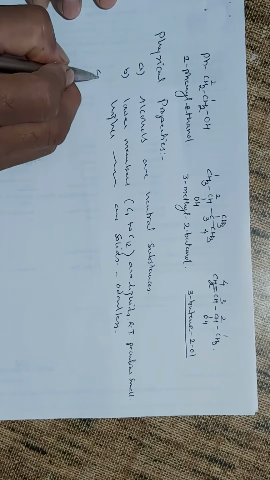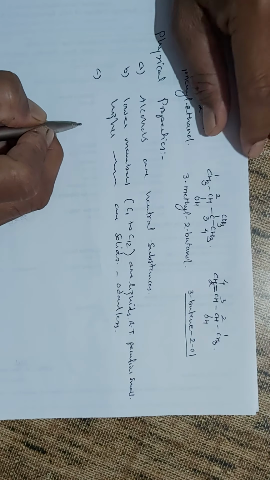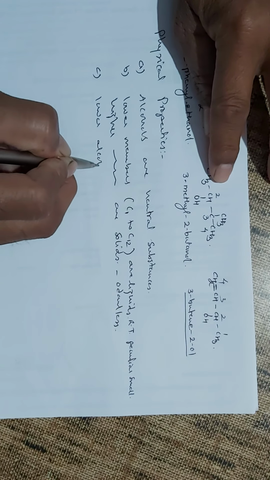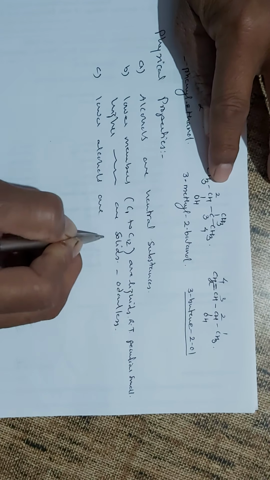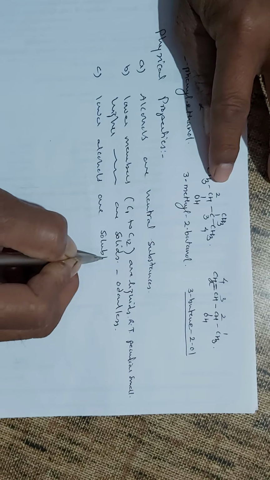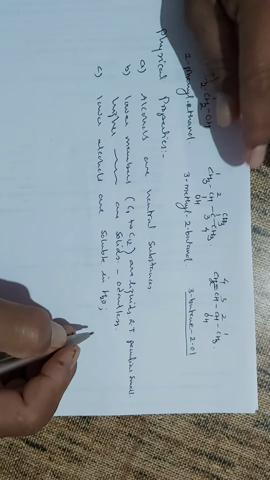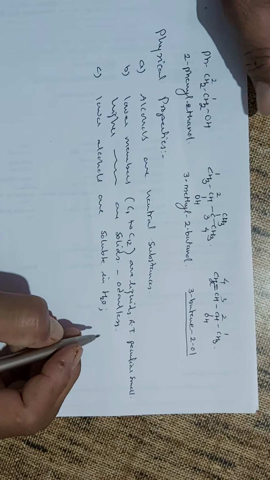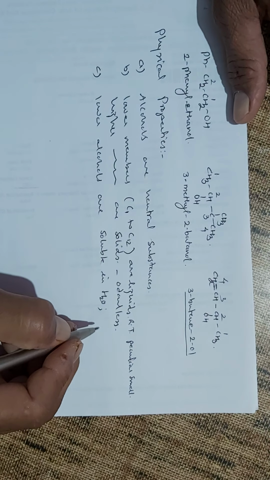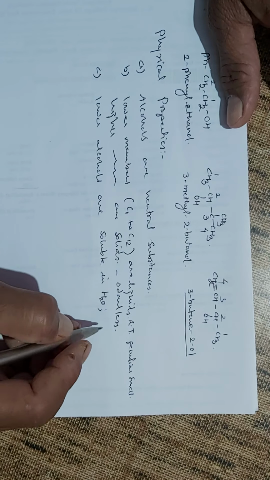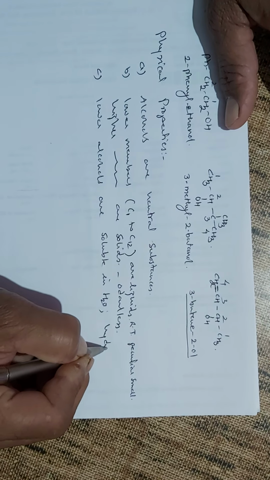Then the solubility. The lower alcohols are soluble in water, whereas higher members are insoluble in water. Means as the number of carbon atoms goes on increasing in the alcohols, the hydrophobic character increases.